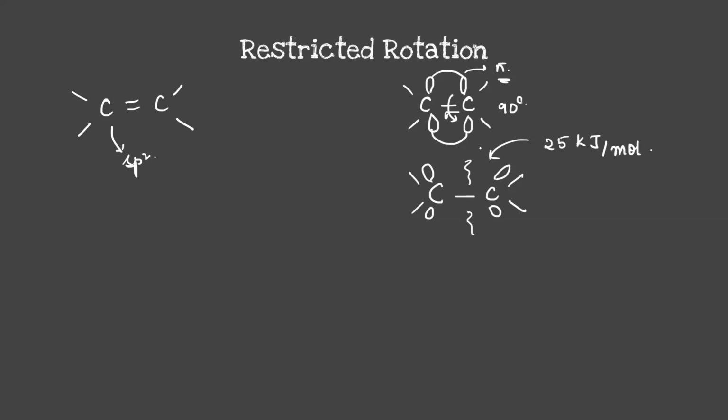Now you don't want to break the pi overlap. So that is why you study atoms having a double bond in this way. And because of this restricted rotation, the relative positions of all these four valencies of the two carbon atoms, two here and two here, are fixed. So relative changes in these positions can lead to the formation of new isomers. Such kind of isomers are called geometrical isomers.